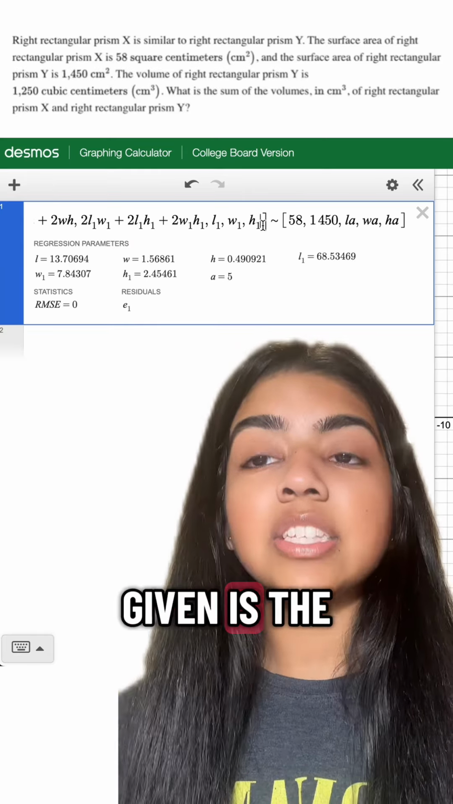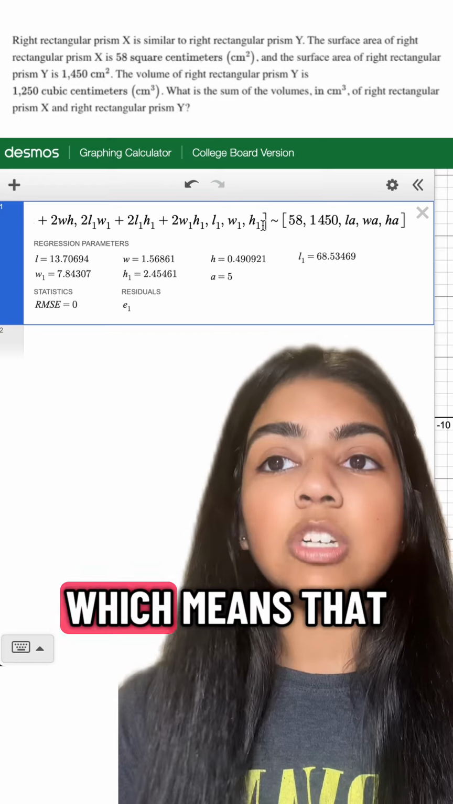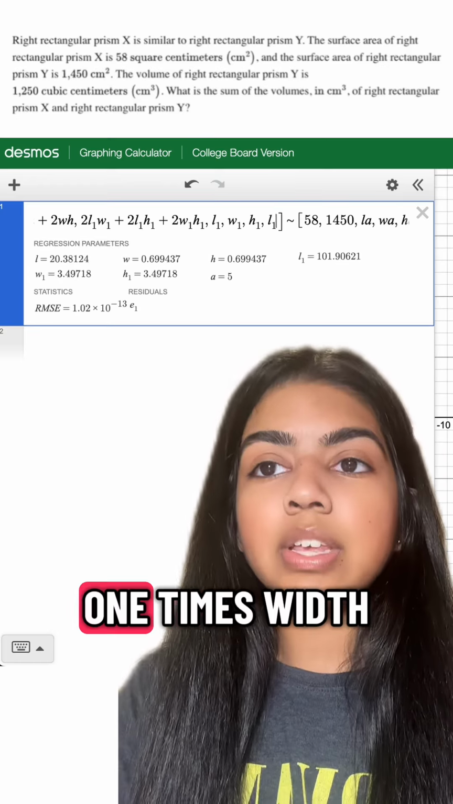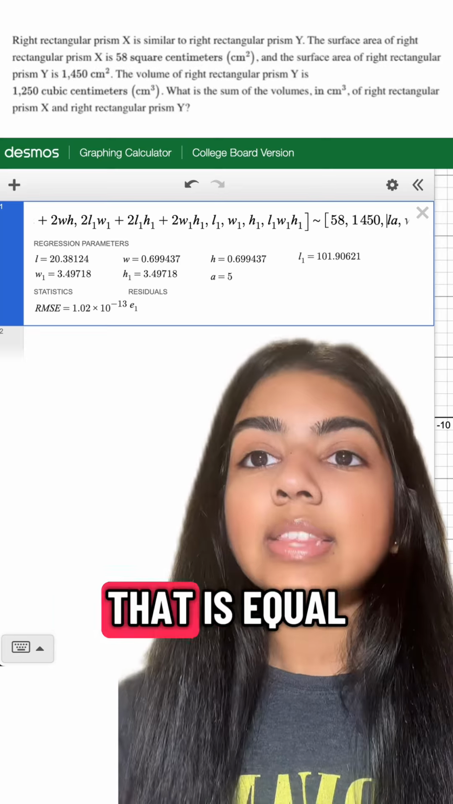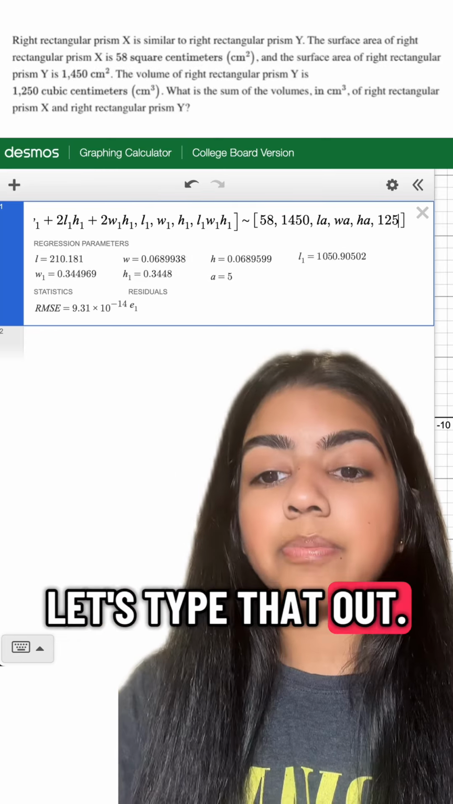Now, the next thing that we're given is the volume of rectangular prism Y, which means that for the formula, that'd be length 1 times width 1 times height 1. This is the volume formula for a rectangular prism. That is equal to 1250. So let's type that out.